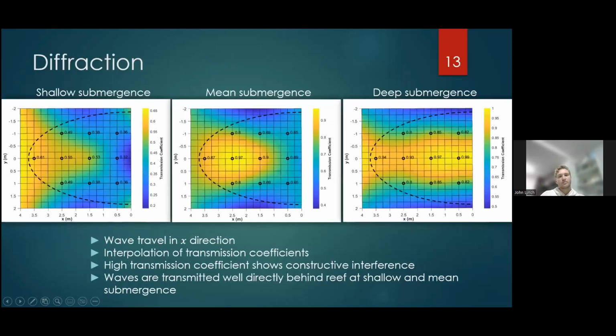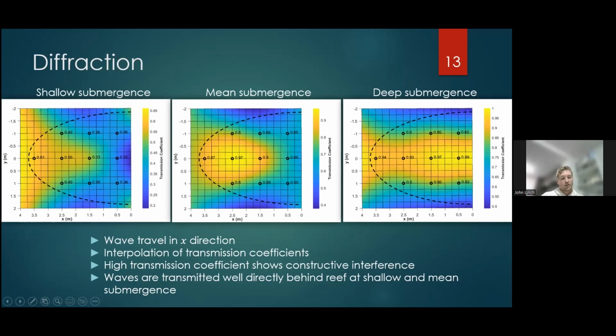So here we have some surface plots showing transmission coefficients in the protected area behind the reef. X is the distance from the back edge of the reef, and the y-axis is the reef's centerline, and wave direction is in the positive X direction, so moving from right to left in all plots. The calculated coefficients are shown at the probe locations, and the 3 probes are reflected across the reef centerline as per the symmetry assumption.